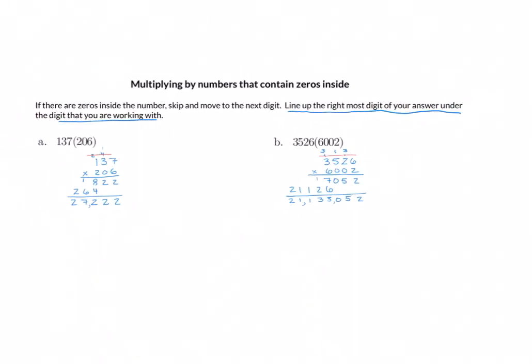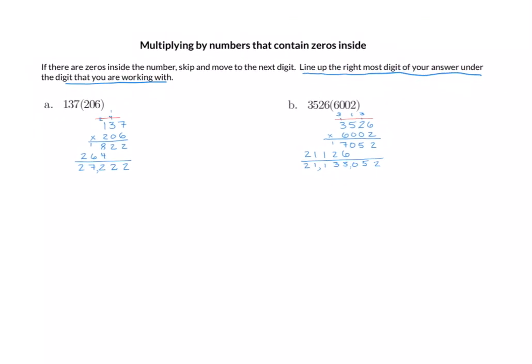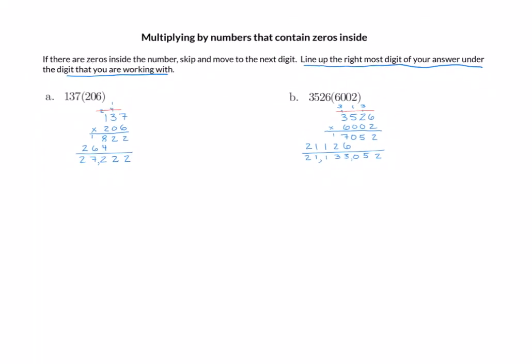All right, so that's multiplying by numbers that contain zeros. If you're not comfortable with this, that's okay. You can go ahead and multiply by the zeros. Just make sure that you have your columns lined up perfectly. The more numbers that we have, the easier it is to jumble them together.